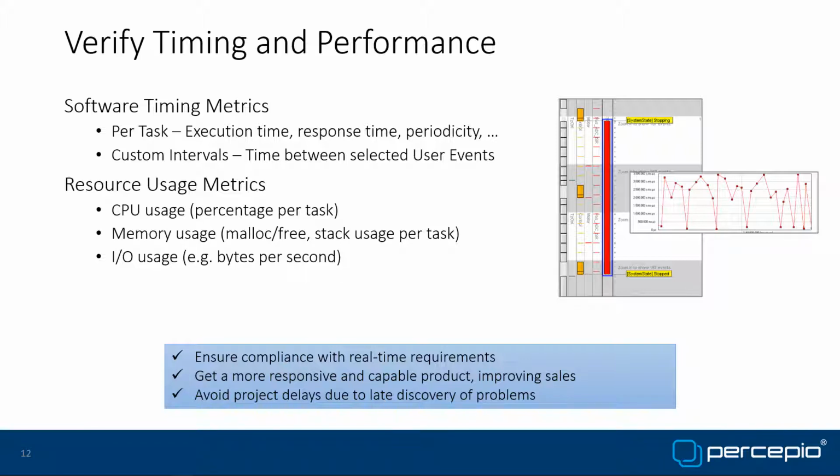Tracealyzer can also provide metrics on resource usage, such as the average CPU usage of each task, plots over memory usage, and the amount of data sent over an I/O interface. This way, you can ensure compliance with real-time requirements of your application, keep track of product performance, and find ways of improving it for a more responsive and capable product, improving customer satisfaction and sales. This can also avoid project delays by enabling early detection of any performance issues.